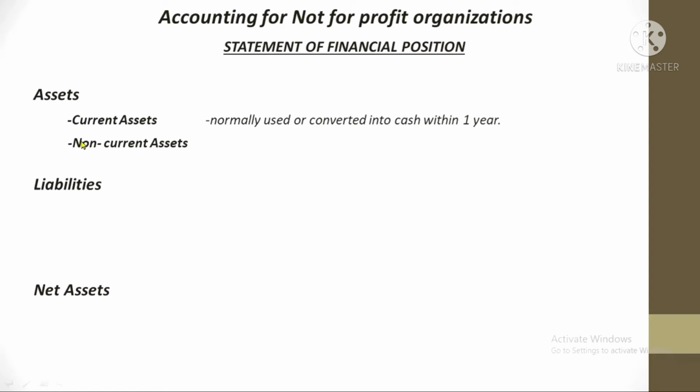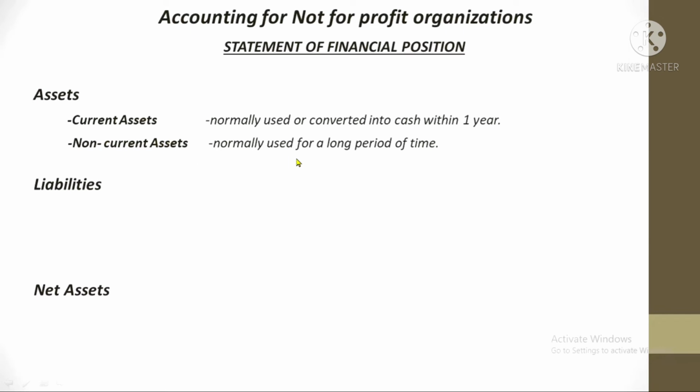Now, non-current assets are those assets that can be used for a number of years, like for example land, building, and equipment. Or it can be those assets that are convertible to cash but not within a year, like for example notes receivable collectible after, let's say, 3 years. So that's the classification of assets. NPOs follow such classification also.